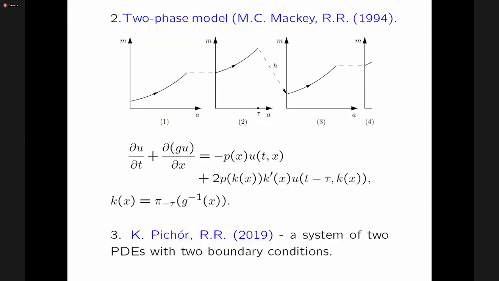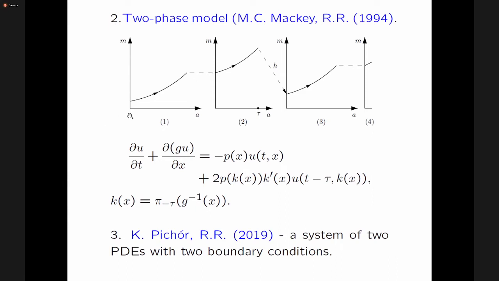The next example is a two-phase model, because as I said before, there are many models which are connected with phases of the cell cycle. We have two phases. The first one is when the cell is growing, and the length of the phase is a random variable. So we don't know exactly how much time it takes a cell to grow. The cell is growing with some speed. G has the same meaning as in the previous model. And p of x now is the intensity of going from the first phase to the second one.